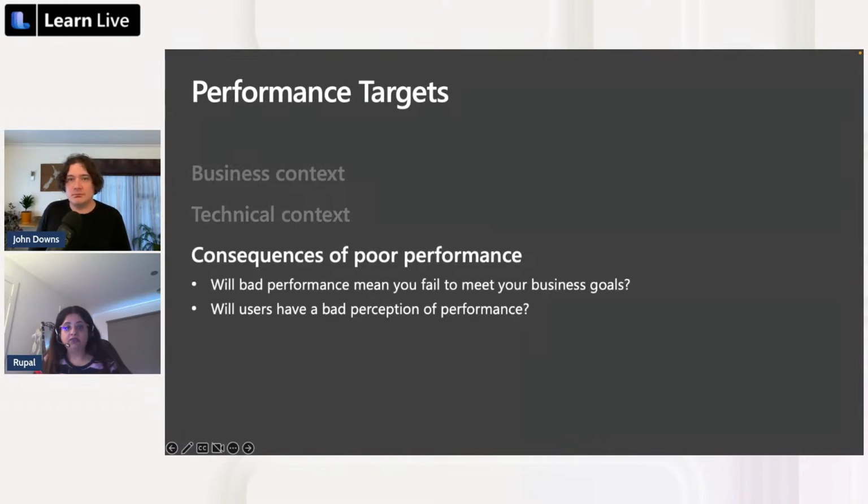A third category of things you need to think about is around what happens if you miss the mark and you perform poorly. In some systems, bad performance means you fail to meet your business goals. If you're building a point of sale system for a retail company, then a slow response time might mean that the queues build up in retail stores and people will leave, which costs the business sales. In other scenarios, there's no direct tangible effect of a bad performance, but over time, it contributes to a negative perception.